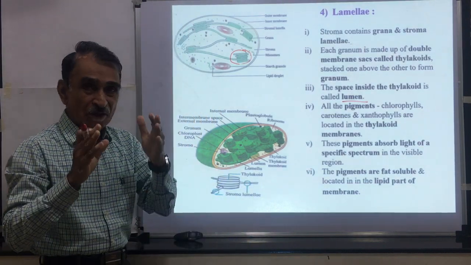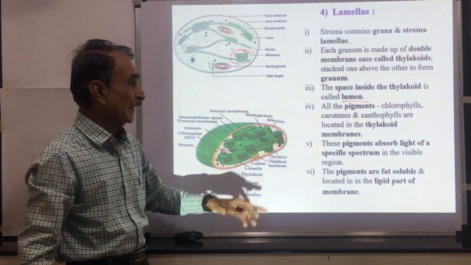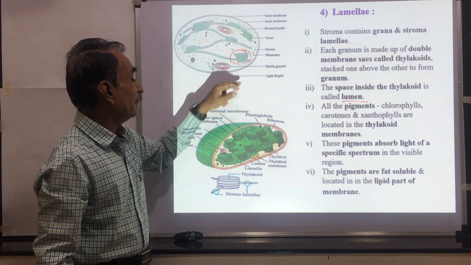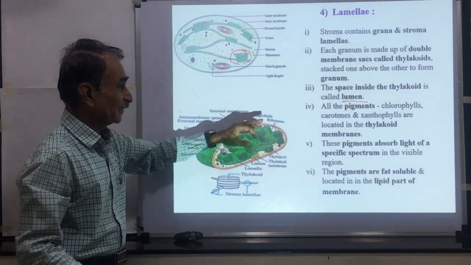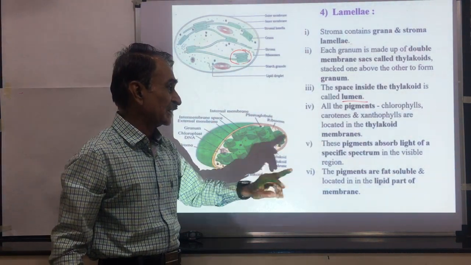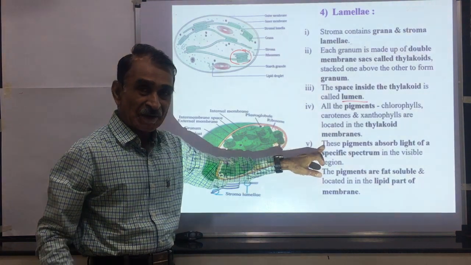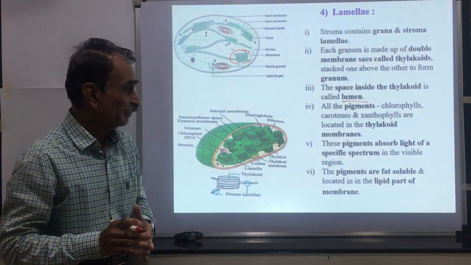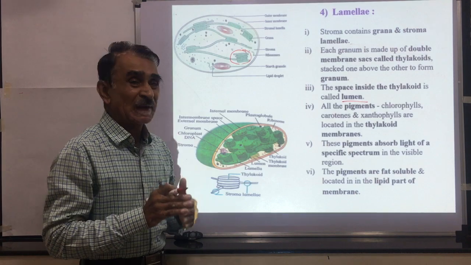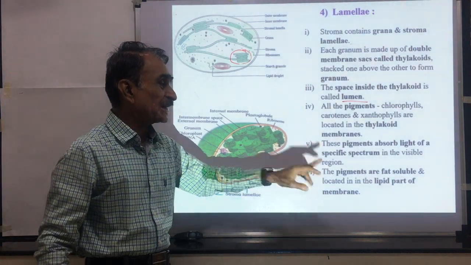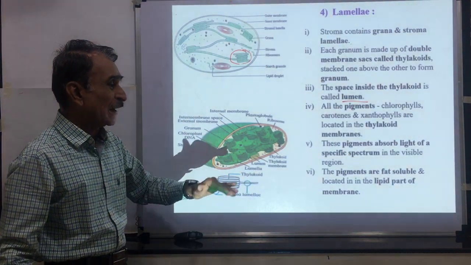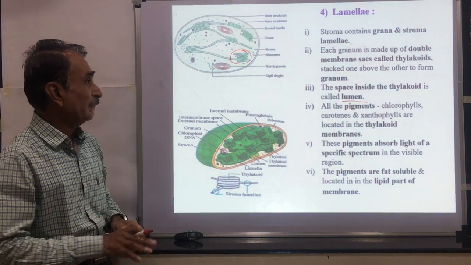All the pigments, chlorophylls, carotenoids and xanthophylls, are present in the membranes of thylakoids. These pigments absorb light of a specific spectrum in the visible region. The pigments are fat soluble and are located in the lipid part of the membrane.